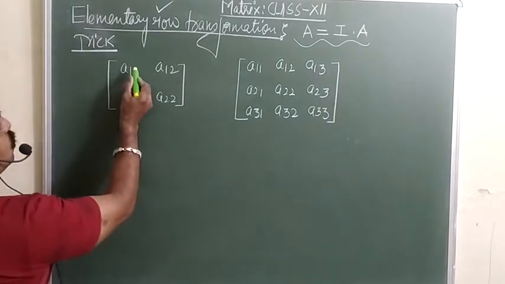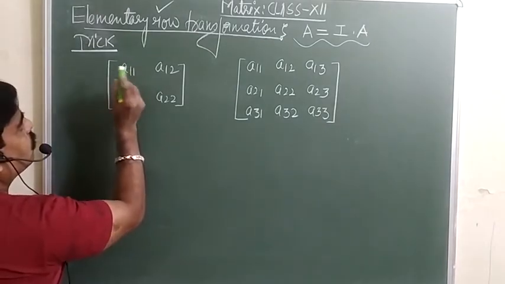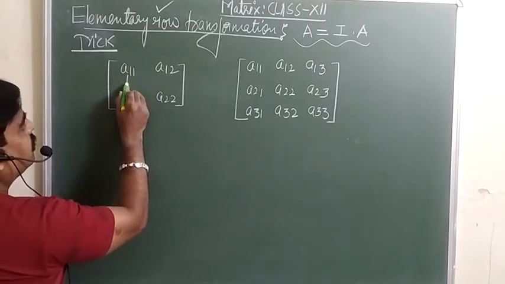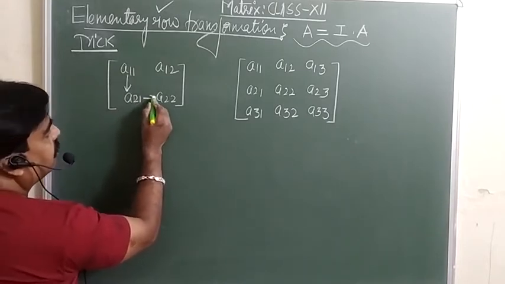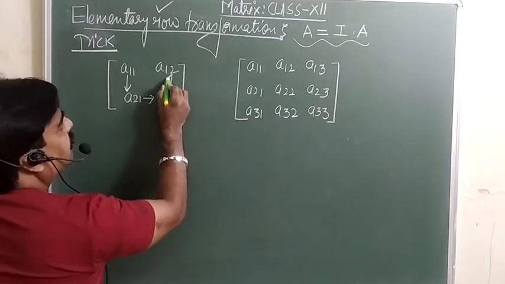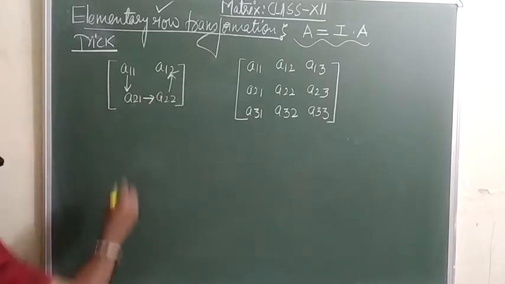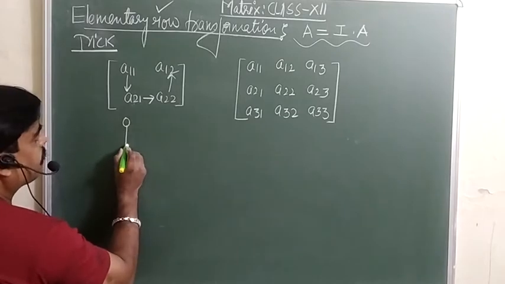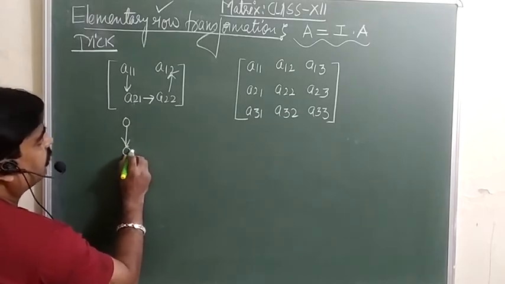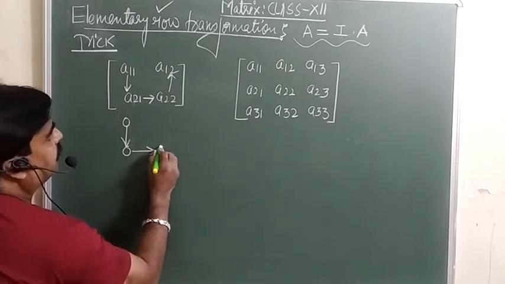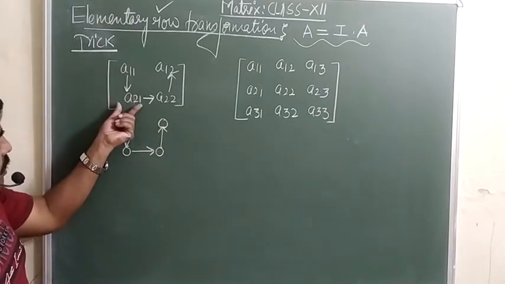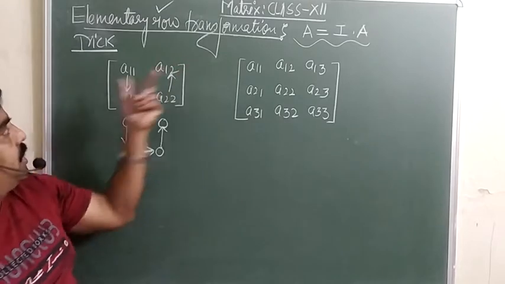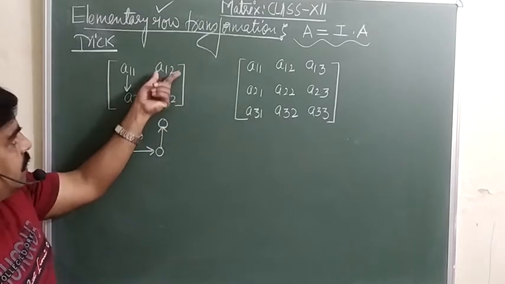First of all, you are supposed to make this A11 equal to 1, then A21, then A22, then A12. You must follow this pattern. You are supposed to make this 1 first, then here, according to the identity matrix, 0, then here 1, then 0.